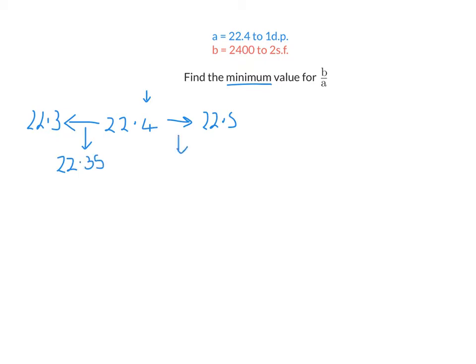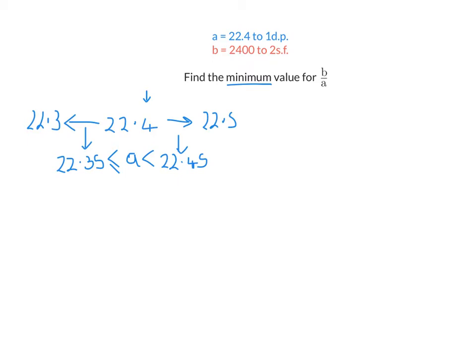And at what point do we stop rounding from 22.4 and start rounding to 22.5? Well, that's 22.45. And that's my error interval for A. I also need to find my error interval for B.